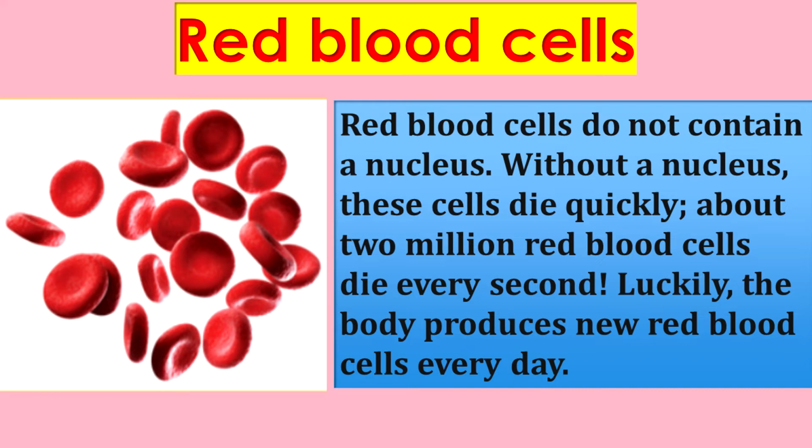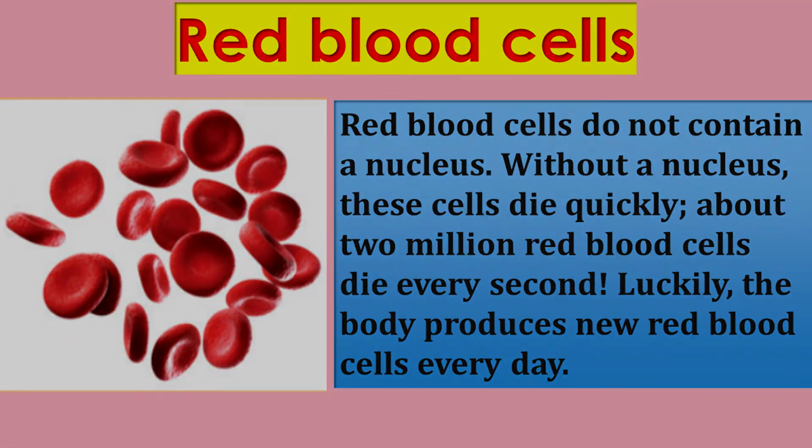In the matured mammalian red blood cells, the nucleus has disappeared. This space is occupied by hemoglobin. Hemoglobin is the red color pigment which is responsible for oxygen carrying. In order to increase the oxygen carrying capacity of the cell, the nucleus has disappeared and the space is occupied by the hemoglobin.